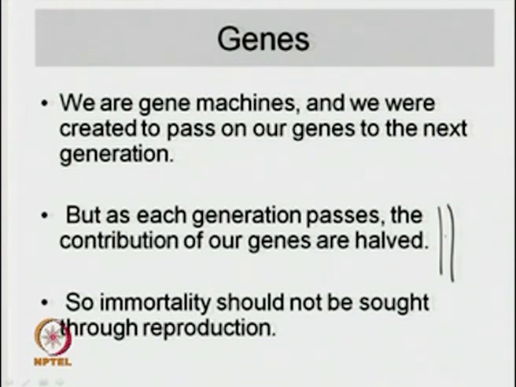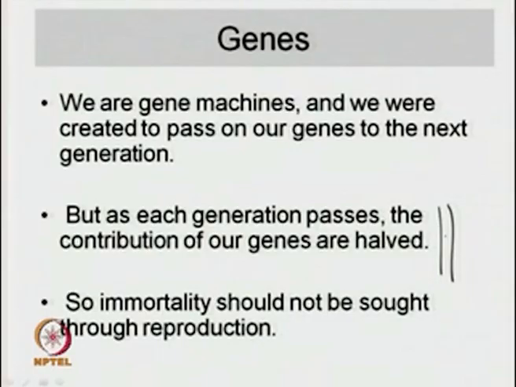So what happens to the genes of people like Leonardo da Vinci or Galileo, if the contribution of our genes is halved as both parents contribute to the progeny? Beautifully put. So, he says immortality should not be sought through physical reproduction. If at all we want immortality, we have it through memetic reproduction.